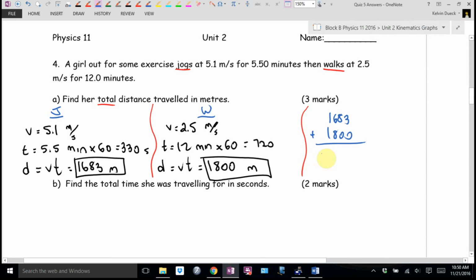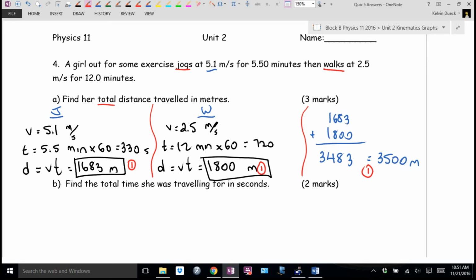3483, is that right? Probably I should go to 2 sig figs, so I'm going to say 3,500 meters, because of that 2 sig figs right there. But I'm not fussy on the sig figs. If you got 3,483, I'll give you 3 marks. Otherwise, I would give you 1 mark for finding how far she jogged, 1 mark for finding how far she walked, and then 1 mark for saying total means add. Mr. Duick, you didn't do one specifically like that. I think there was one like that way back when in the homework, and if not, there you go.